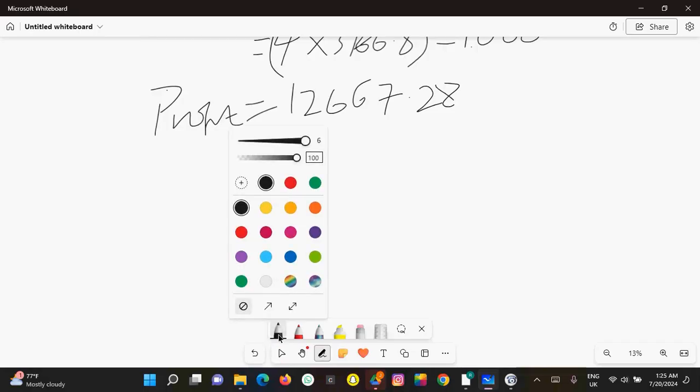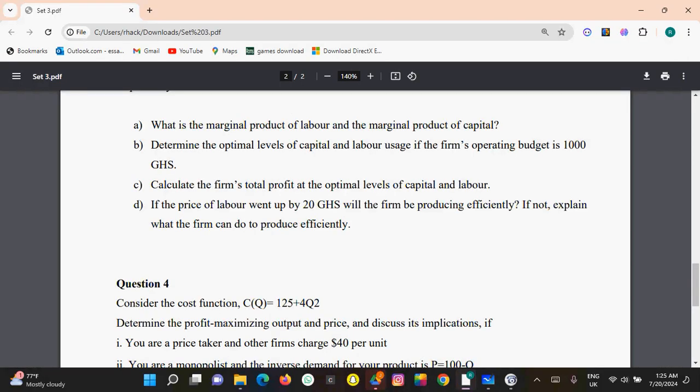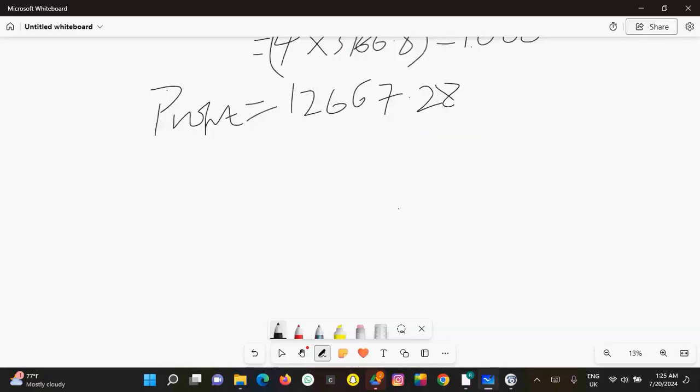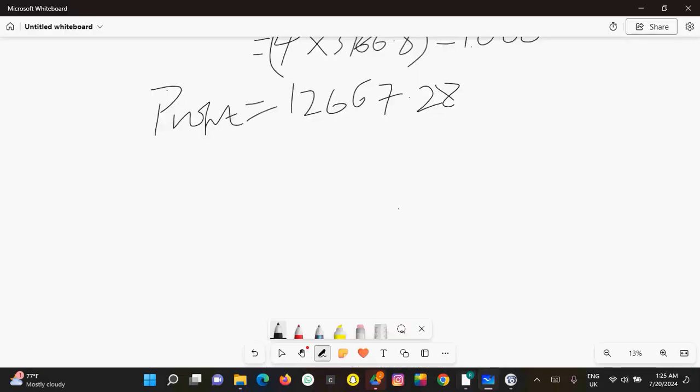So if the firm is producing, for us to know that a firm is producing efficiently, what is it? The price is going up by 8. Will the firm be producing efficiently or not? So if the price of labor went up by 20, right? Initially, labor was 5, and now it has gone up by 10, so it's now 25.